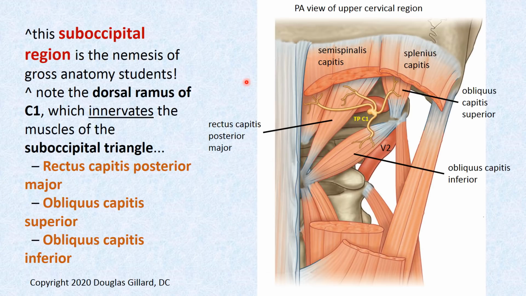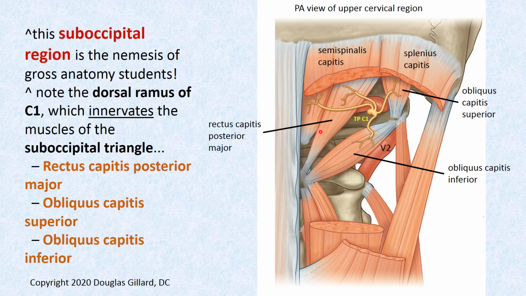Now, if you go deep, great board stuff right here. Boards absolutely love this triangle. So make sure you know that. We cut away the semispinalis capitis and splenius capitis. If you look underneath this, there's this cool little triangle right here. You've got to know the muscles of the triangle. I'm talking to the medical students and chiropractic students, etc. right now. Lay people don't need to know this, but it's good to appreciate how complicated cervical spine anatomy is. Here are the bones underneath here.